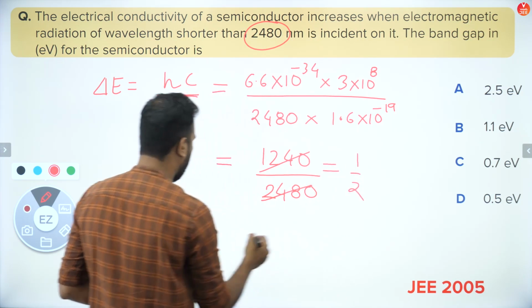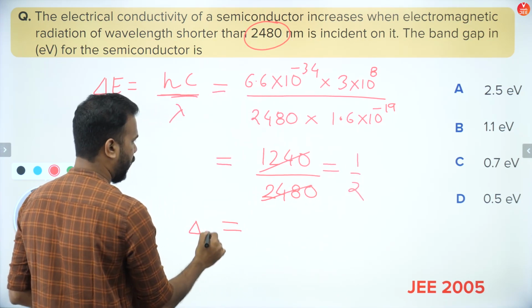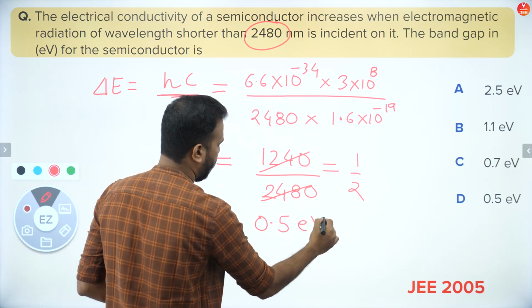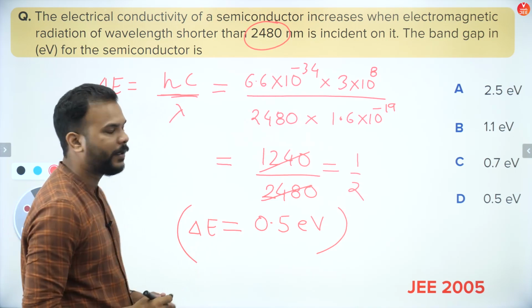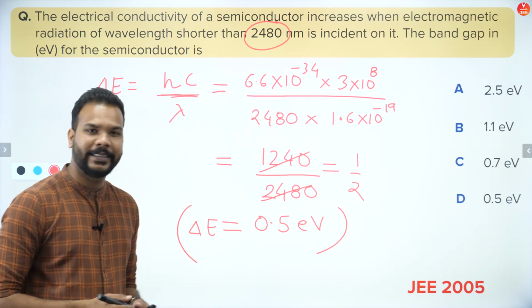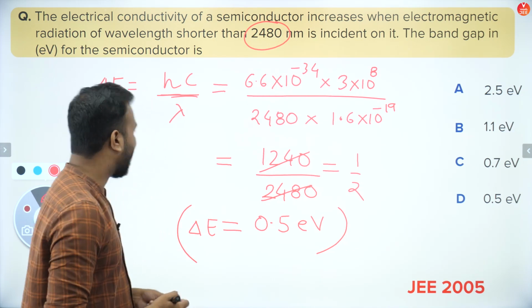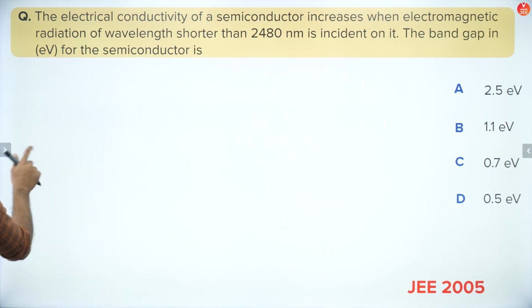This is 1 by 2. That means the value of the energy gap is 0.5 electron volts. Easy it is, yes guys. This was a question from 2005, the year when I appeared for JEE. Okay guys, moving on to the next one.